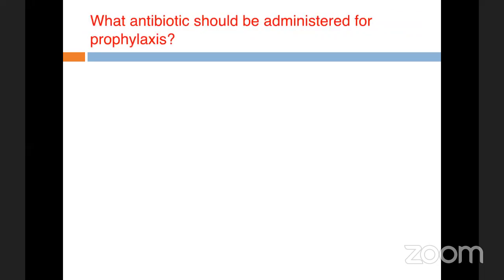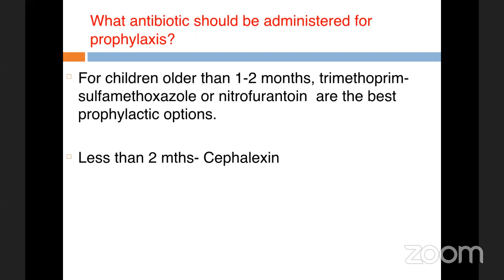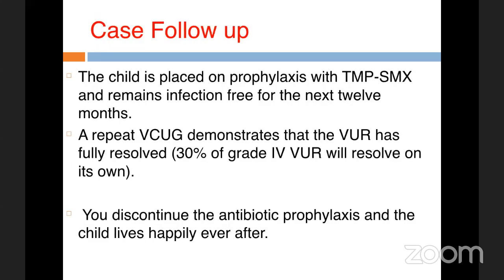So what antibiotics should be administered for prophylaxis? So we usually go for trimethoprim-sulfamethoxazole, or nitrofurantoin. They are the best prophylactic options. And in less than 2 months, we can go for cephalexin. And for this child, in the follow-up, the child was placed on prophylaxis with trimethoprim-sulfamethoxazole, and the child remained infection-free for the next 12 months. And we said already that VUR usually resolves over a period of time. So we gave antibiotic prophylaxis.